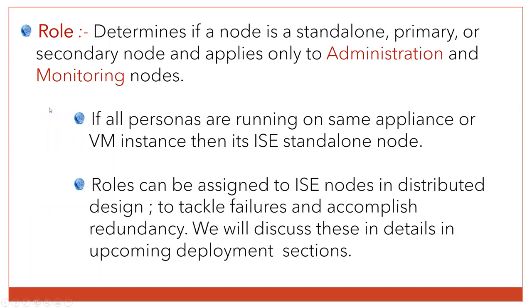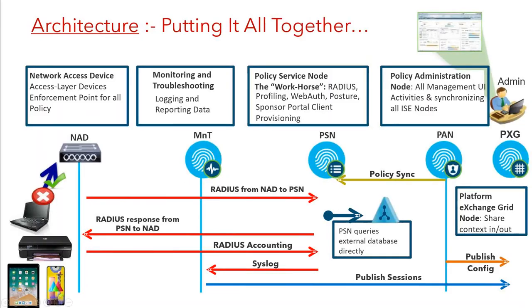Role, I already told you that we have primary and secondary roles. Now in terms of deployment model, I may have a standalone deployment that we have seen. In a standalone deployment, all four personas are inside a single node, or in the production network, we have a distributed type of deployment. So we have the MNT somewhere, pxGrid somewhere, PSN somewhere, and primary and secondary PAN, the administration node, correct? So the role depends upon what type of deployment we have, and that can be changed.